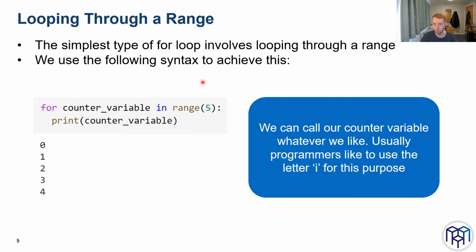And so we can call this counter variable anything we want. We just have to use the same name inside of here. But typically, programmers like very short names. We typically use the letter i. And then if we have to have for loops inside of for loops, we then go j, k, l, and carry on like that.